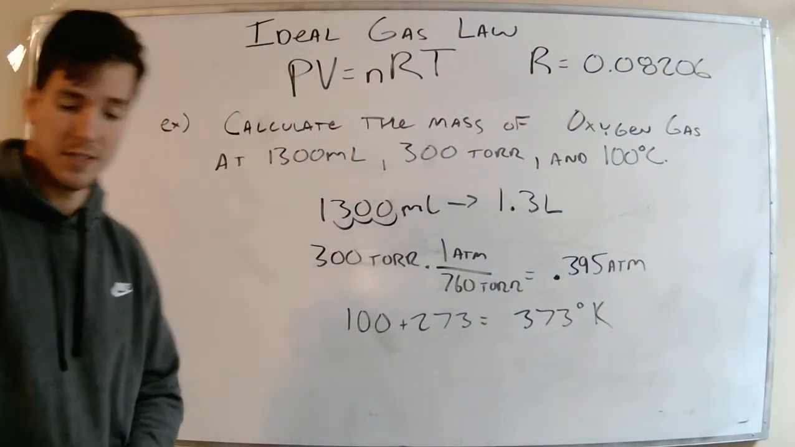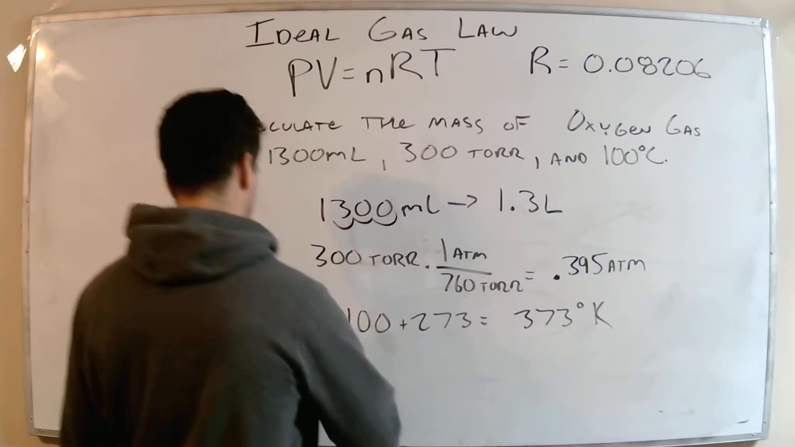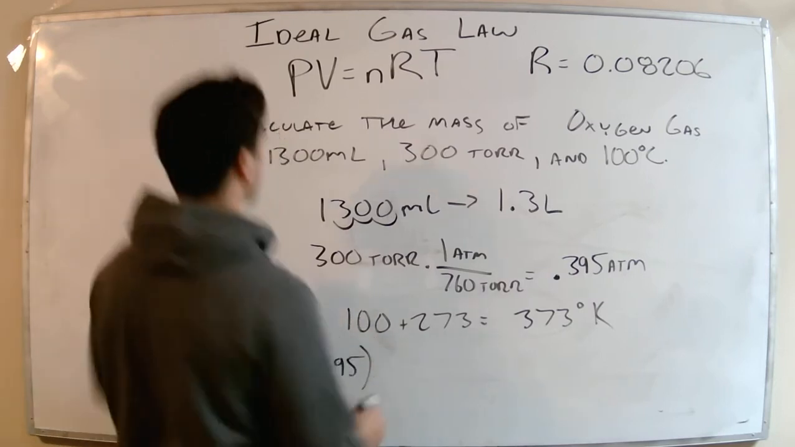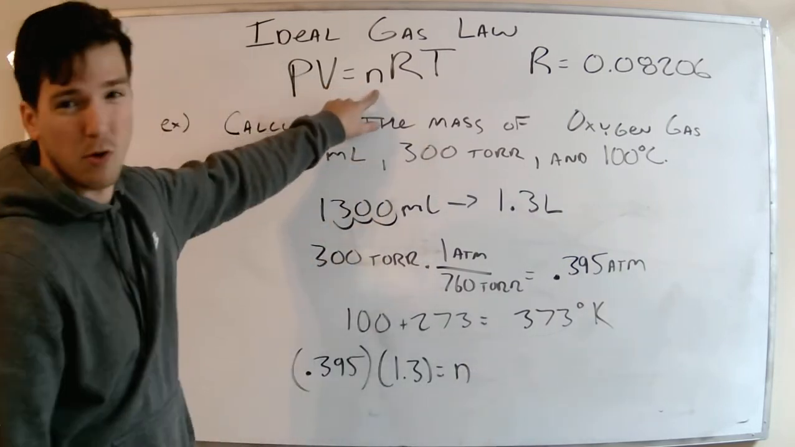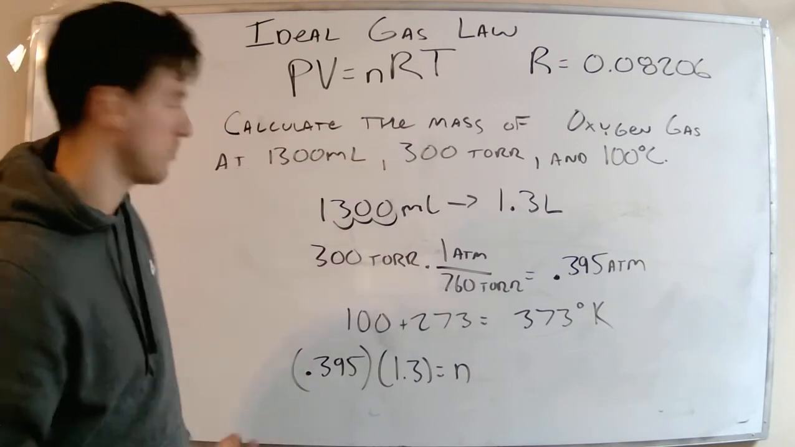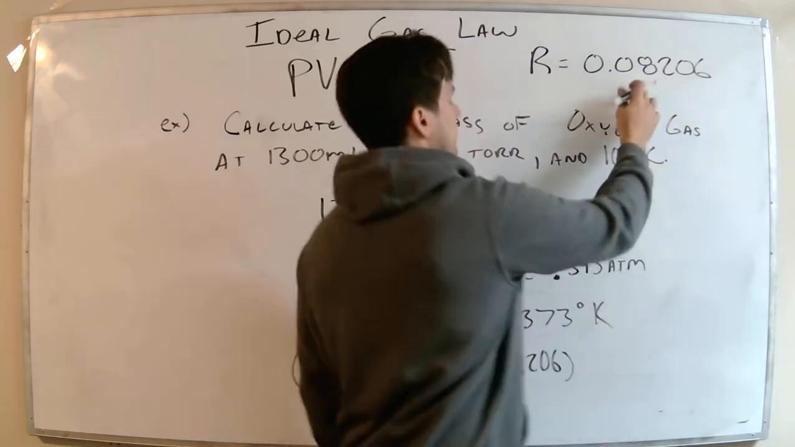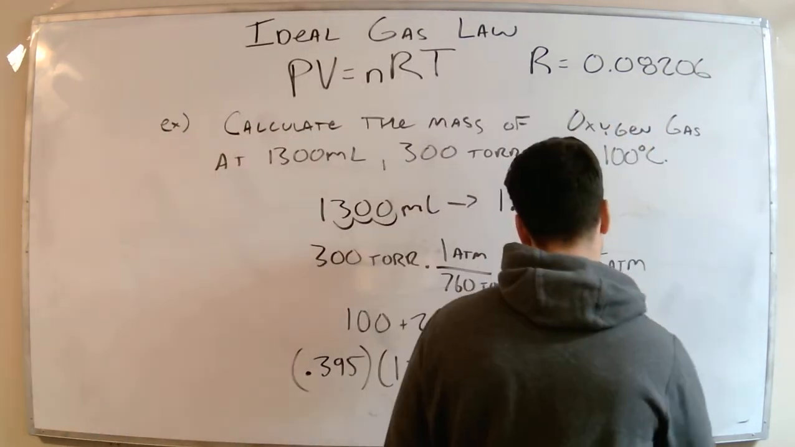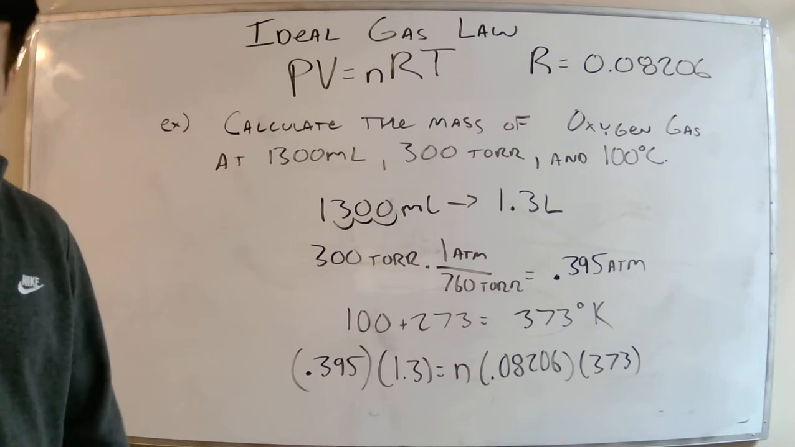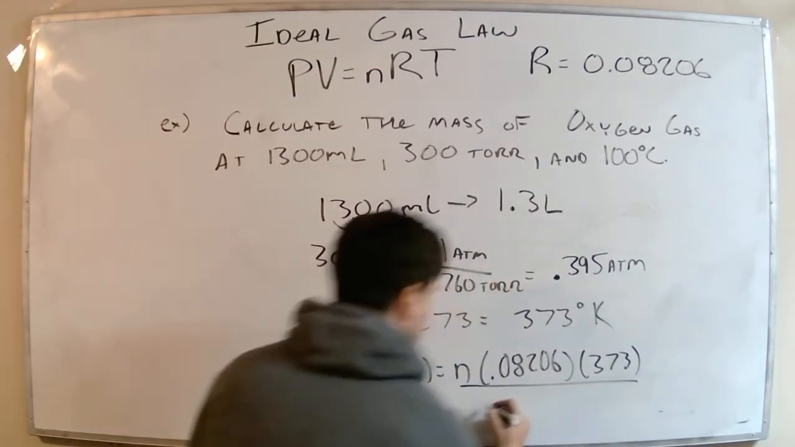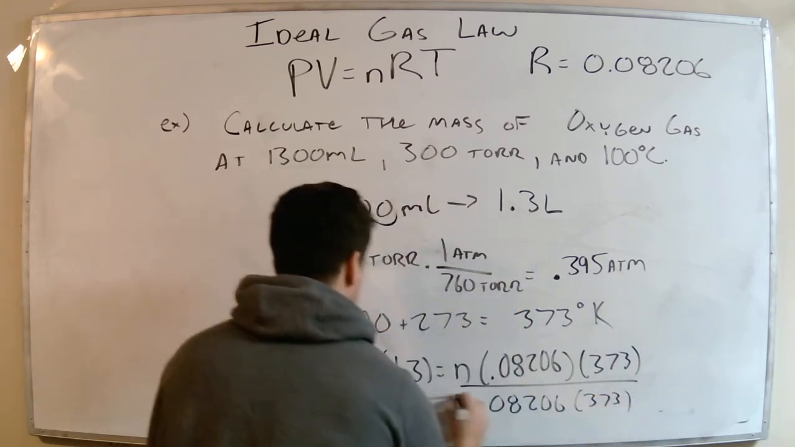Units are all happy. So now it's just a matter of plugging and chugging. Pressure was 0.395. Volume is 1.3. n is what we're looking for. If we could find moles, we could get the mass, which is grams. R is 0.08206, that constant we have up here. And our temperature is 373 Kelvin. We get moles by itself by doing the same thing we did in the previous problem: 0.08206 and 373 on both sides to get n by itself.